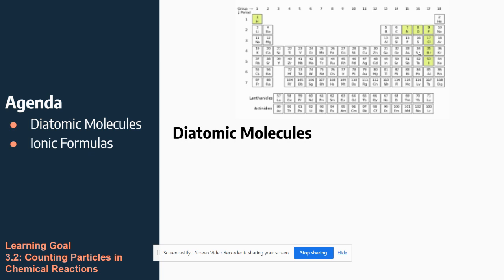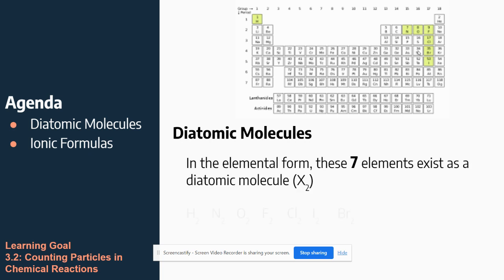And so these are going to be certain elements that always exist as a diatomic molecule. And it's these seven: hydrogen, nitrogen, oxygen, fluorine, chlorine, iodine, and bromine. When we look at these specific elements being a reactant or a product involved in a chemical reaction, and again, we're going to look at that in more detail coming soon, they always exist as a pair. We won't ever find just a hydrogen atom by itself as one single atom. It's always going to be bonded together with another hydrogen. And so hydrogen gas is always going to be written as H2.